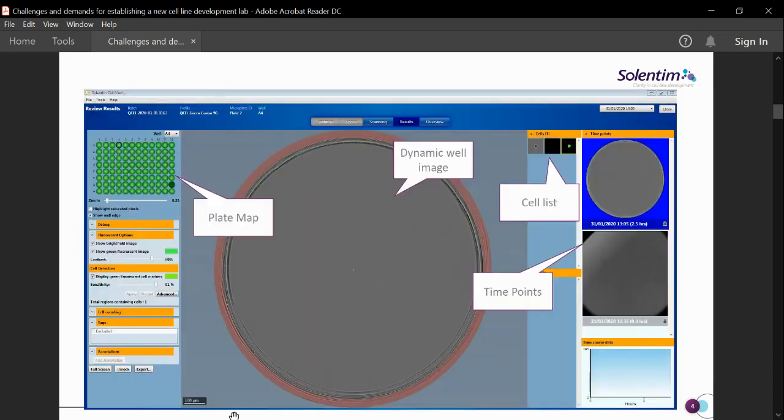Here is an example of the user interface. You see the plate map on the left, where when you click on a well, you have a dynamic image which allows you to zoom in and out of different sections of the well. It's very powerful. The cell metric also captures the date and time of the images. It's pretty user-friendly. We really have no issues using it in our lab.